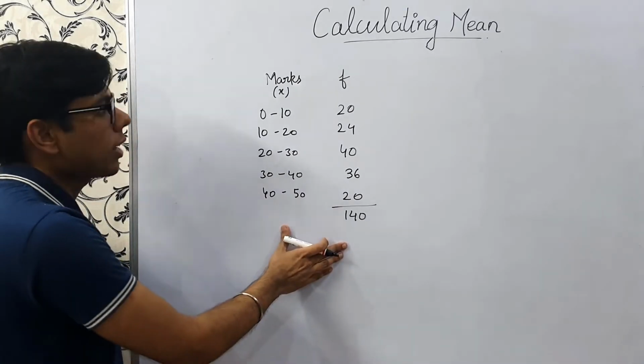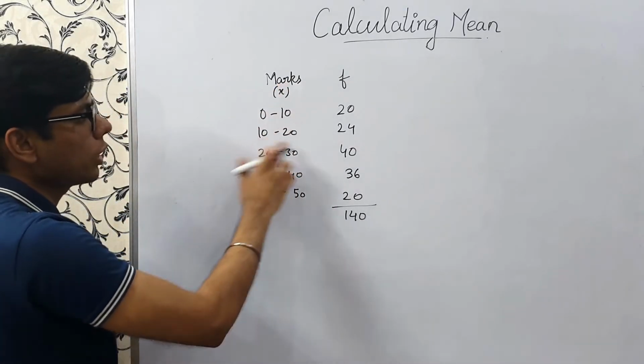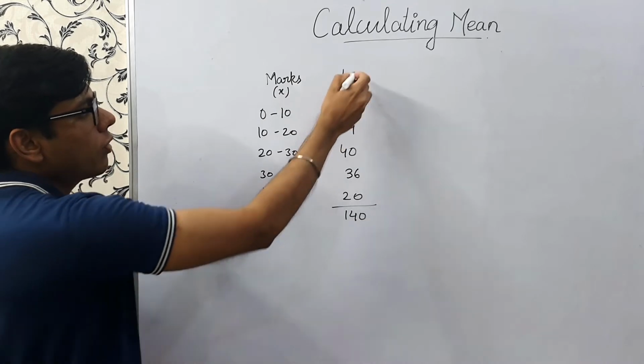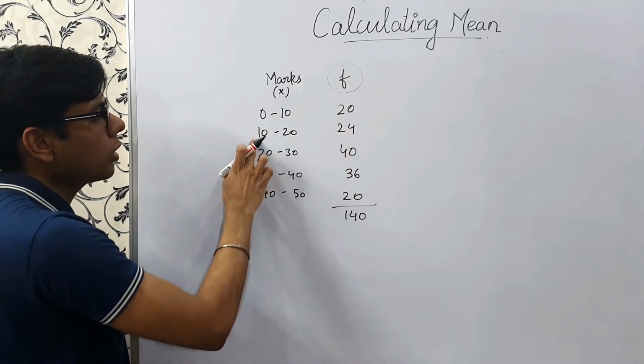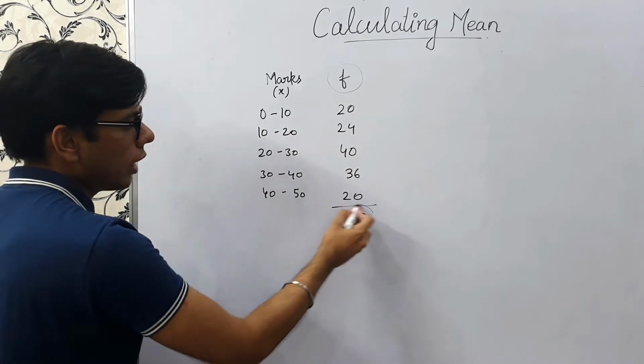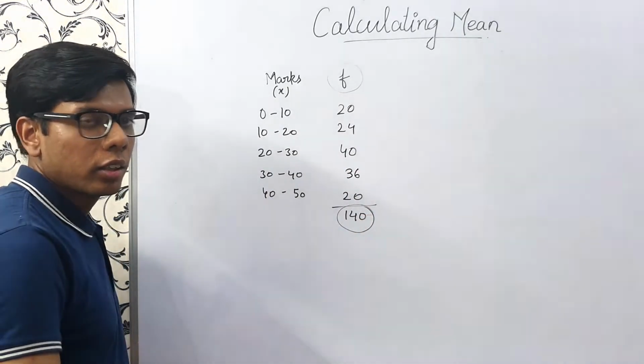So this is our example. This is marks 0 to 10, 10 to 20, and so on, and this is the frequency. So 20 students got 0 to 10 marks, 24 students got 10 to 20, and so on, and in total we have 140 students, right?